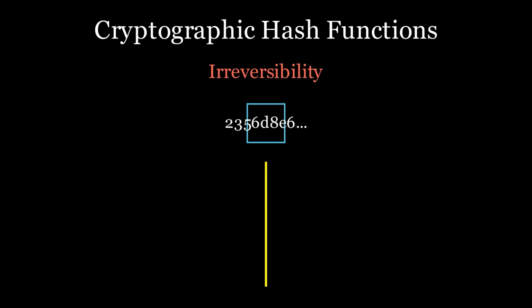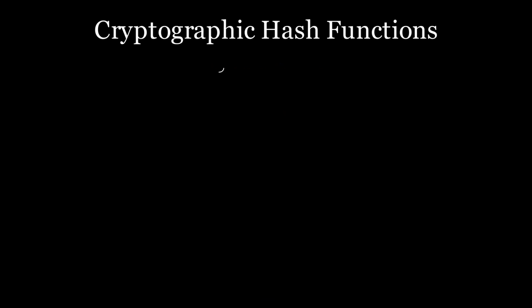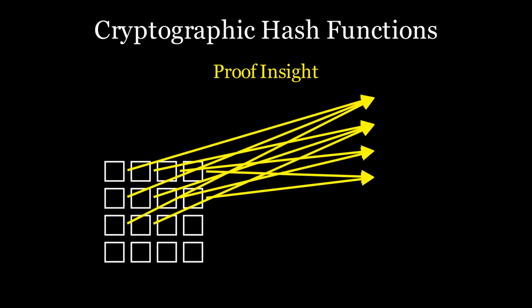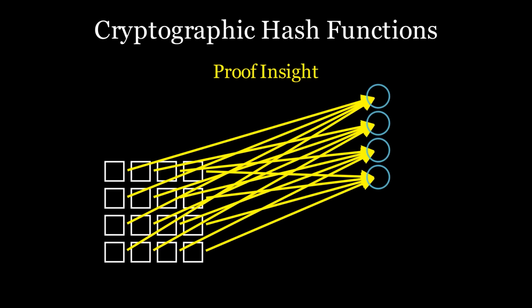To understand irreversibility, consider this. A hash function maps a massive input space to a smaller output space. By the pigeonhole principle, collisions must exist, but finding one is computationally infeasible. Claude Shannon, the father of information theory, showed how entropy ensures security in cryptographic systems.